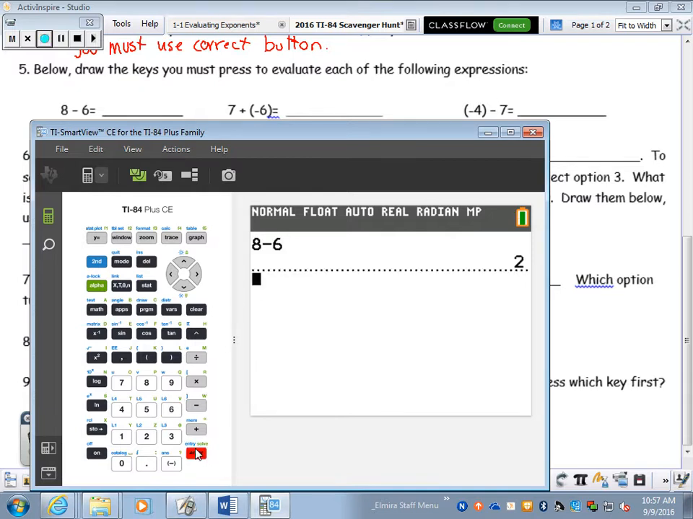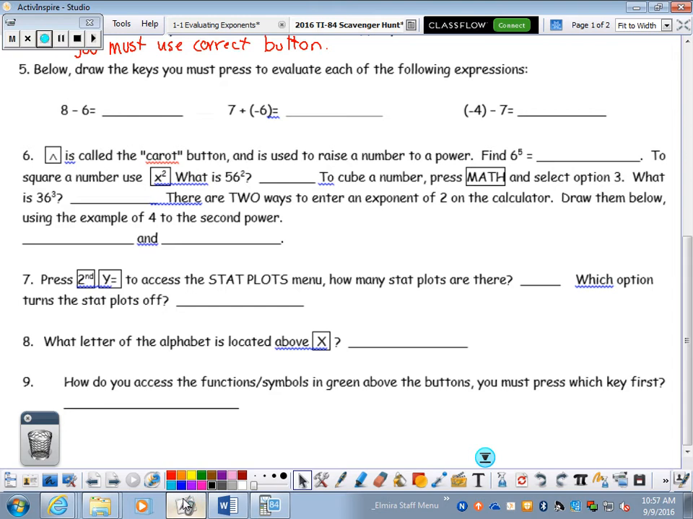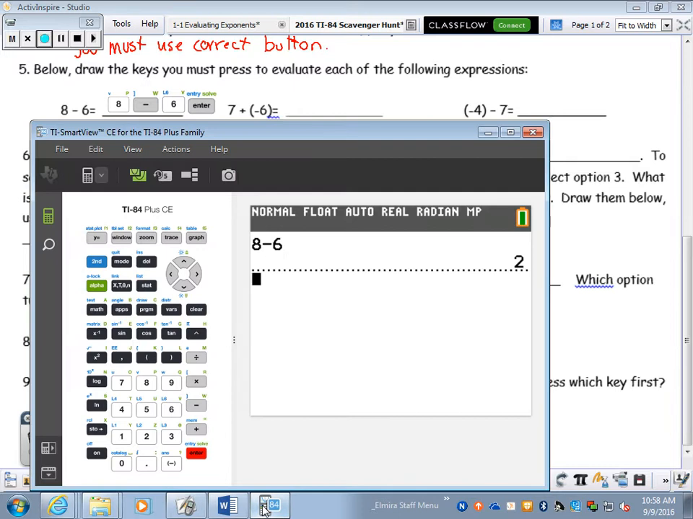Alright, now it doesn't want you to put the answer to this. It wants you to put the keys. So that one's pretty easy. 8 minus 6. Enter. Okay, so I want you to draw the keys. Alright, the next one. Okay, the keys will light up red as I push them.